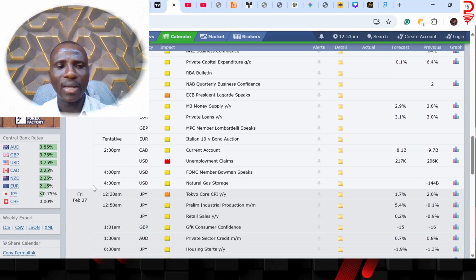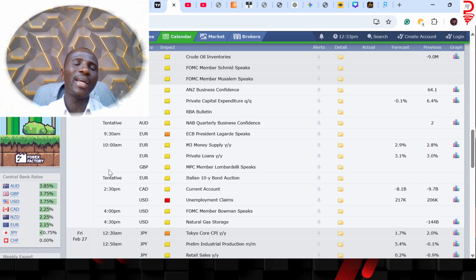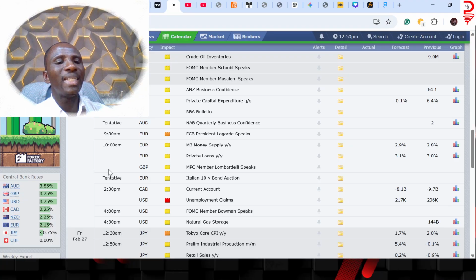then you'll be looking at the left side of the site. That's where you will see the interest rate for each of the economies. So when we say Australian dollar, what we mean is the interest rate for Australia as a country. Then when we say GBP, what we are saying is that for Great Britain, the interest rate is 3.75, for instance.